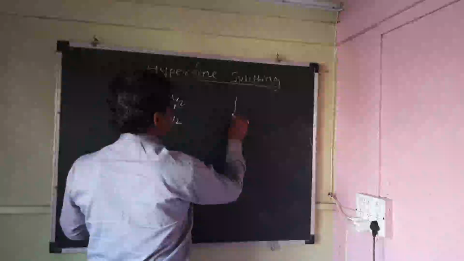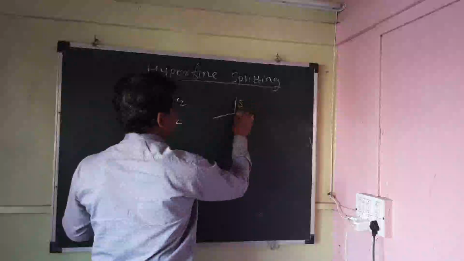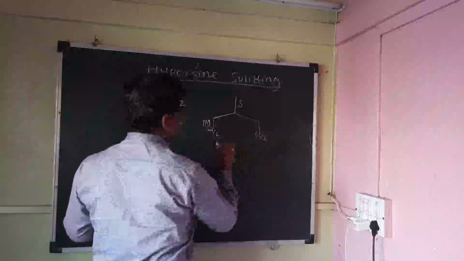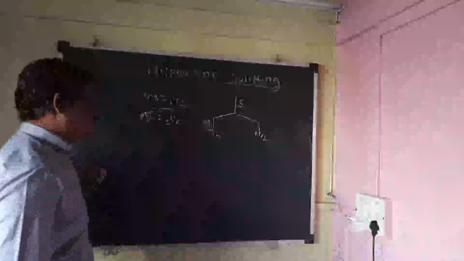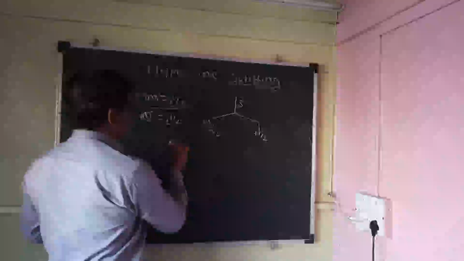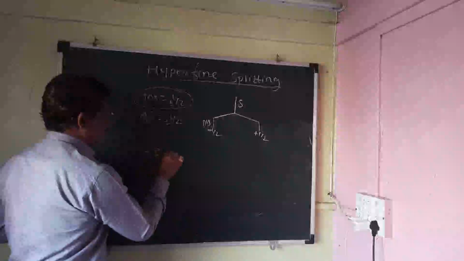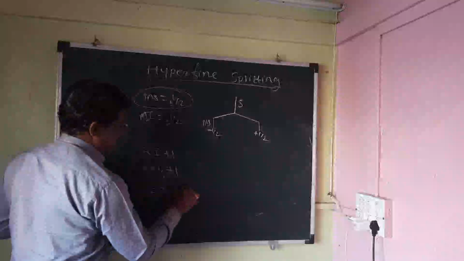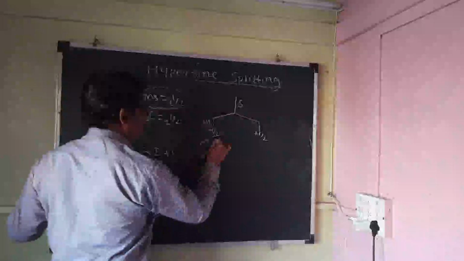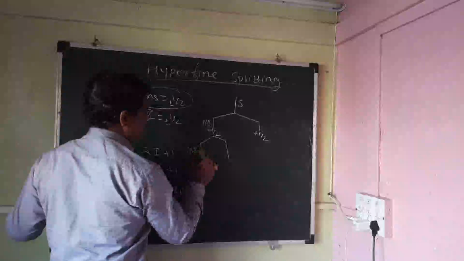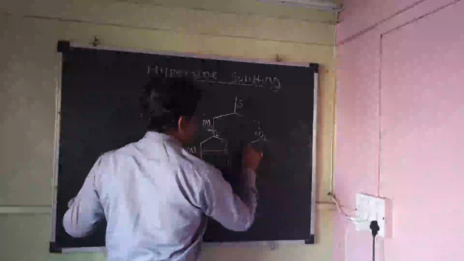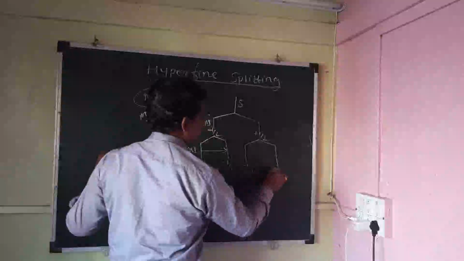The Ms value is plus or minus 1/2, which is the spin of the electron. If the Mi value interacts with each state, that means 2I plus 1, which is 2 times 1/2 plus 1, therefore 2 lines. Here, for 1/2, there are 2 lines. This is the Mi value, plus 1/2 and minus 1/2, and this is the transition, the same as minus 1/2 and plus 1/2.